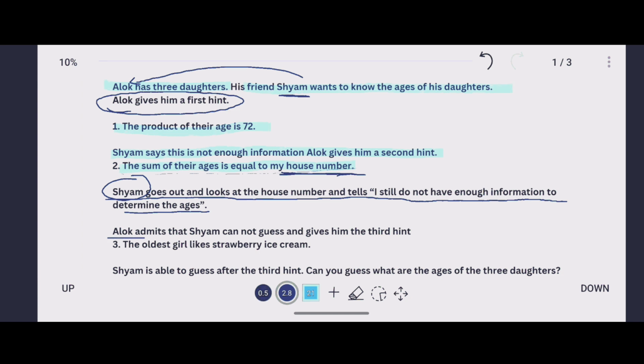Now Alok admits that Sham cannot guess and gives him the third hint. So what did Alok say? Alok said, okay, I admit that you cannot identify the ages of all three girls on the basis of the above two hints. So you need a third hint. And what is the third hint? The third hint is the oldest girl likes strawberry ice cream. So this is the third hint, right?